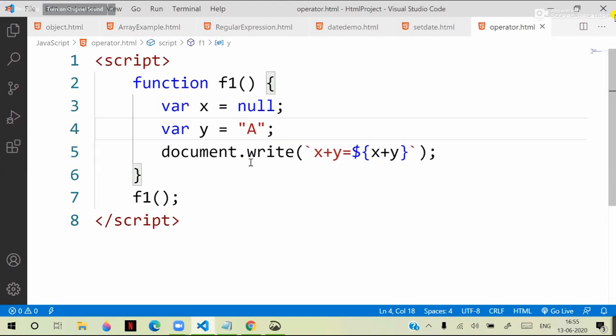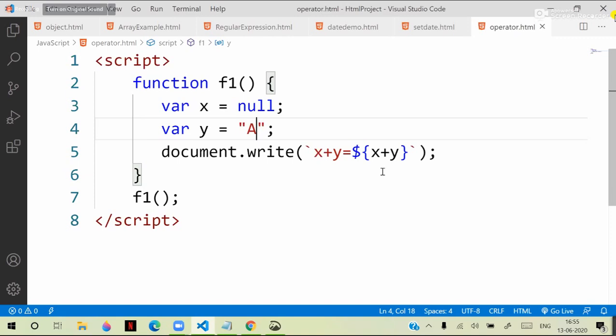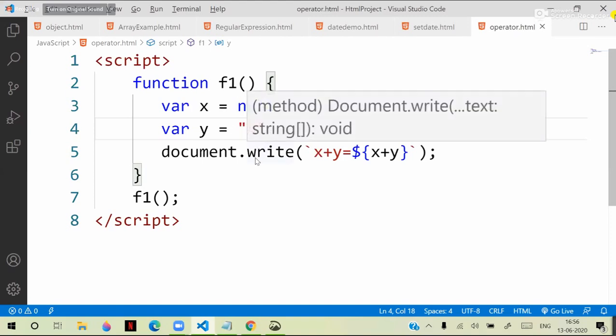For example, if I put a string with null, what will it return? Actually, it will return a string with null, like null A, because string plus means concatenation will happen. Concatenation means combining. Then it will put this null.